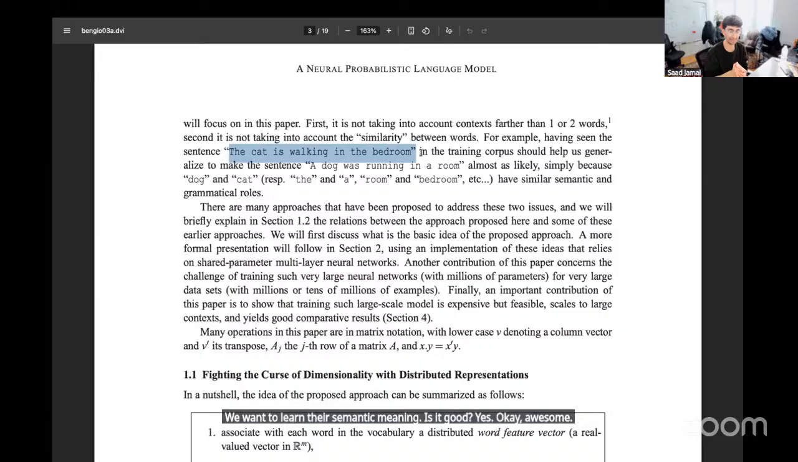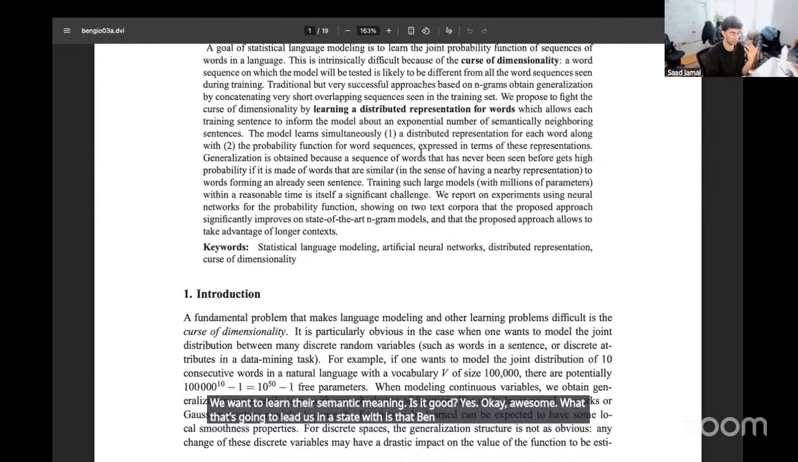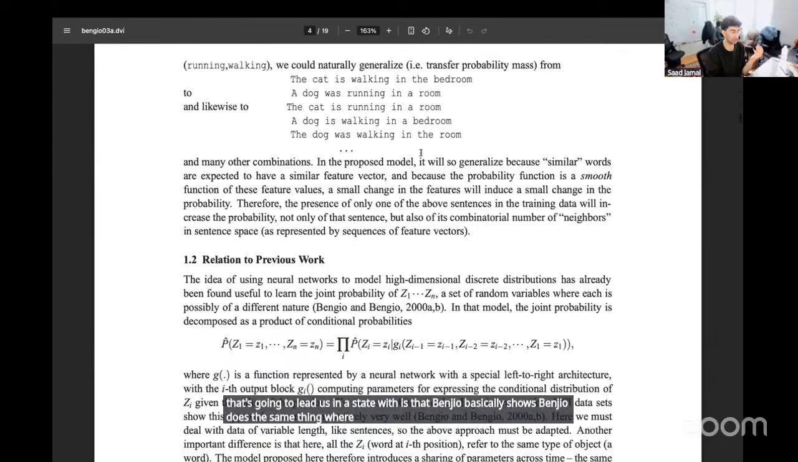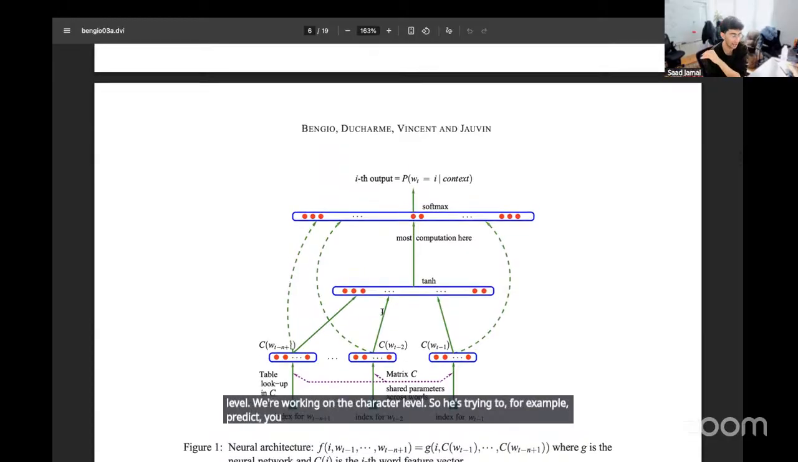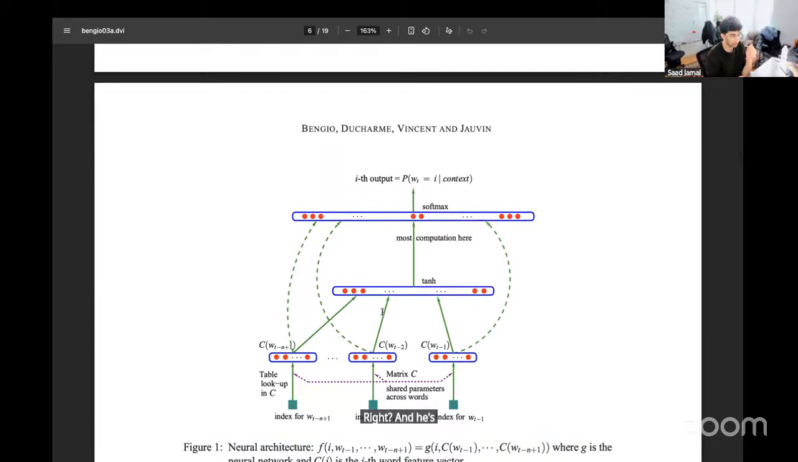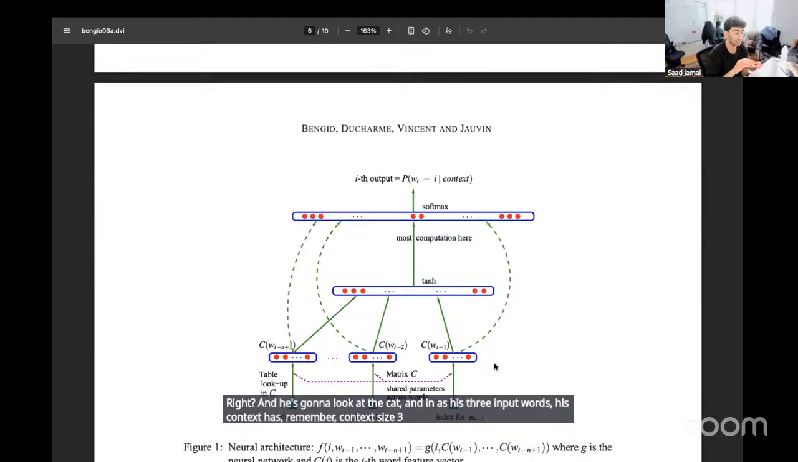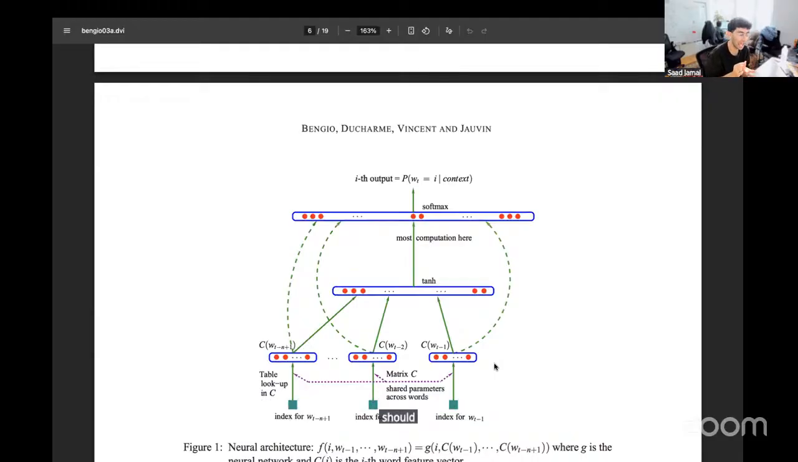What that's going to lead us to is that Bengio does the same thing, where he tries to train a model that, in this case, is a trigram model. So there are 3 words, and again, he's working on the word level, we're working on the character level. He's trying to, for example, predict "the cat in the hat." He looks at "the," "cat," and "in" as his 3 input words. His context, remember, is context size 3, and he's trying to predict the next word. So "the cat in" should then give "the." And then "cat in the" should then give "hat," right?